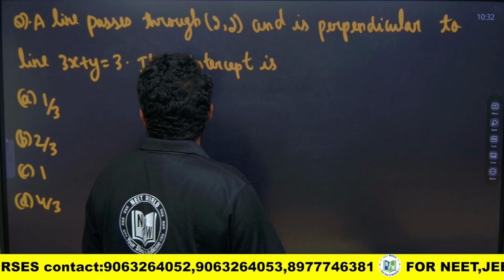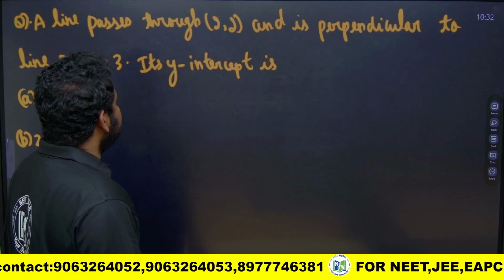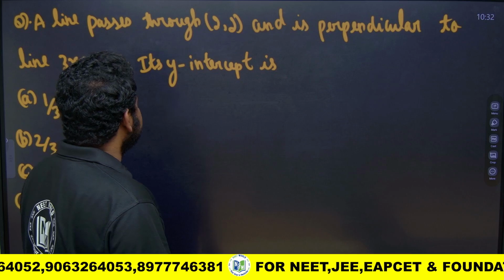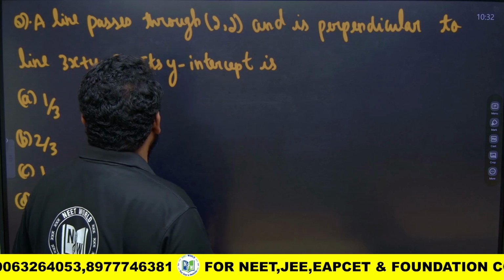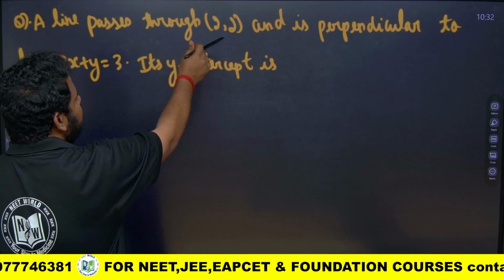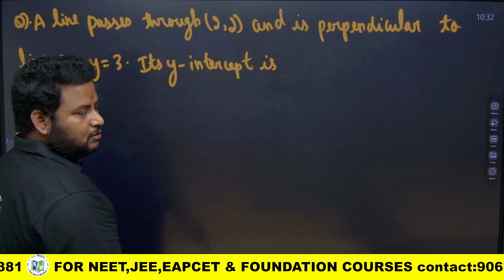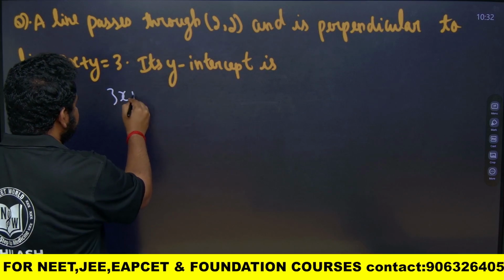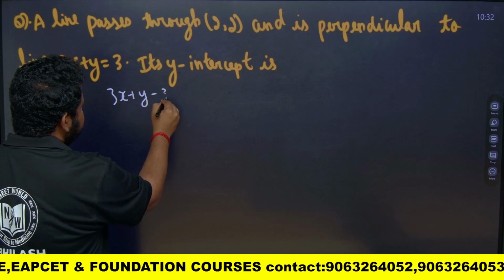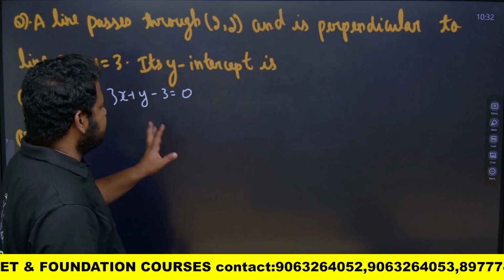Okay. Now, look at this question. A line passes through (2, 2) and is perpendicular to the line 3x plus y is equal to 3. Its y-intercept, they are asking. This line is passing through (2, 2) and is perpendicular to this given line. The given line is 3x plus y minus 3 is equal to 0.